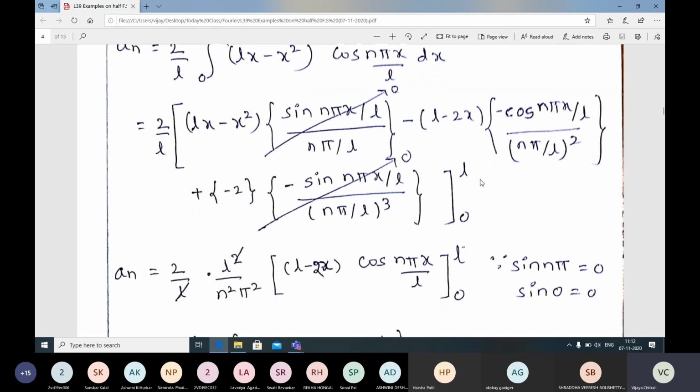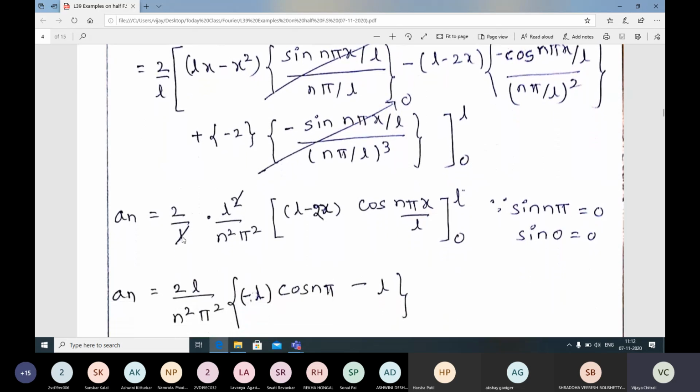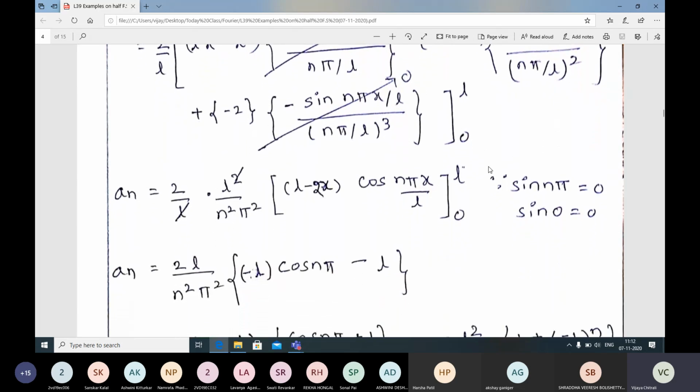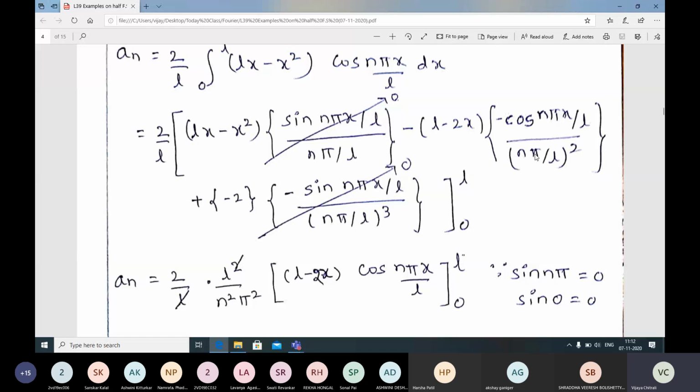Now 2 by L is as it is, and this one, n pi by L raised to 2, is in the denominator, right? If you take this into the numerator, reciprocal: n pi by L raised to 2 is n square pi square divided by L square. Take this into numerator, you will get L square divided by n square pi square. This 2 by L is as it is, and this minus into minus is plus, L minus 2x cos n pi x by L, limits varying from 0 to L.